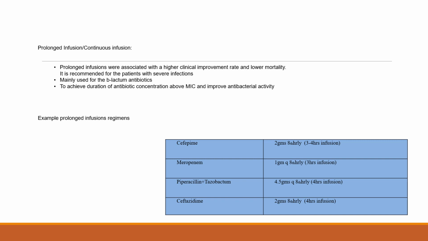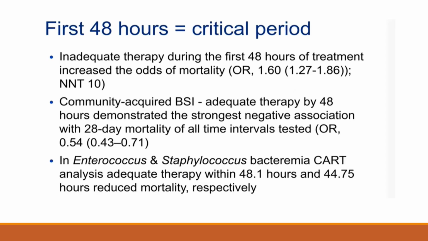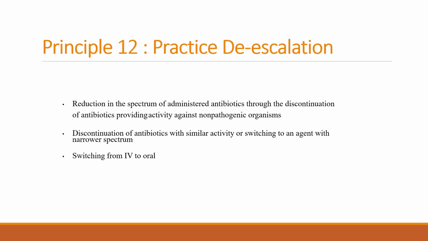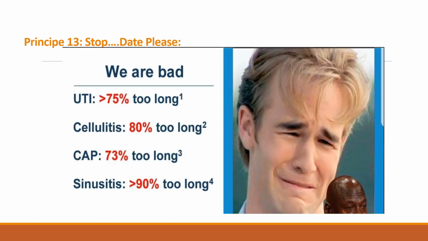Prolonged infusion is associated with higher clinical improvement. Hence, it is recommended for patients with severe infection, mainly used for beta-lactams. The first 48 hours are the critical period; inadequate therapy during the first 48 hours increases the odds of mortality. De-escalate by reducing the spectrum of antibiotics, discontinuing antibiotics with similar activity, switching to an agent with a narrow spectrum, and switching from IV to oral. We are bad at stopping therapy.